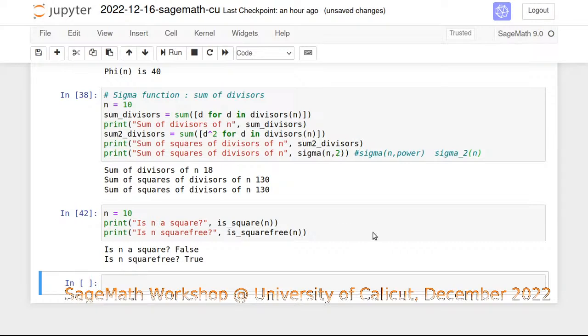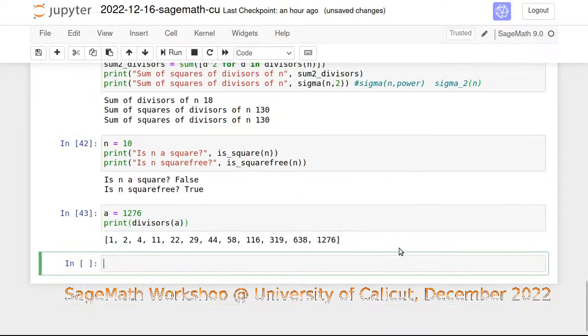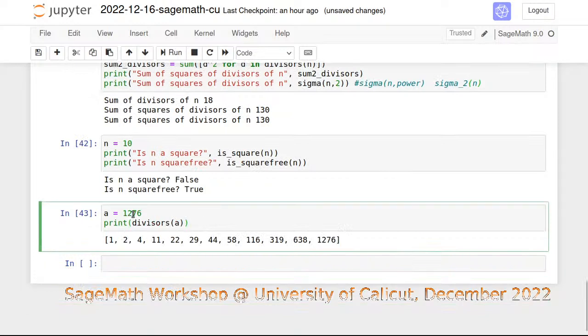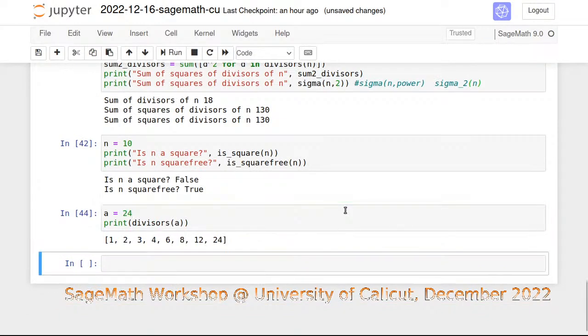Now we will go into some more prime number related theory. We have already seen that the divisors of A we can find. Divisors of A we can print like this. Maybe we'll take a small number, like 1, 2, 3, 4, etc.